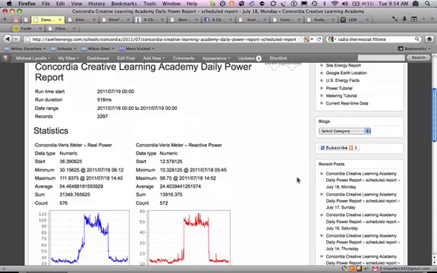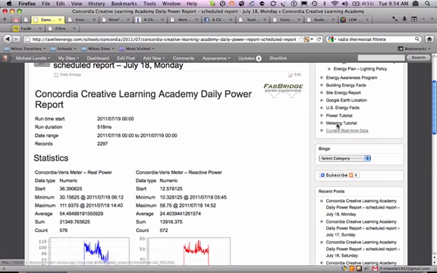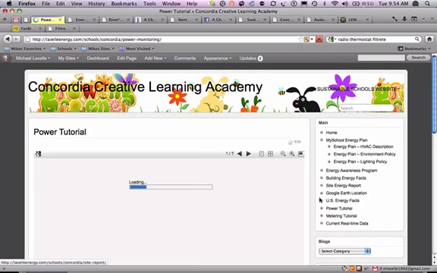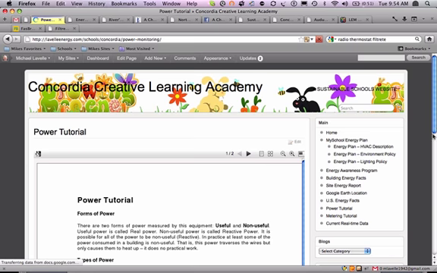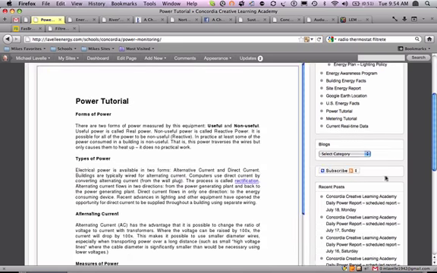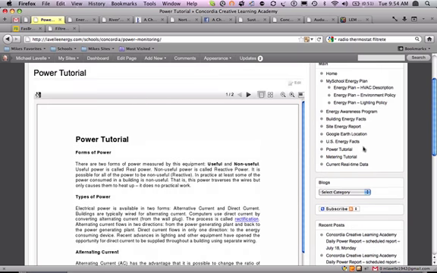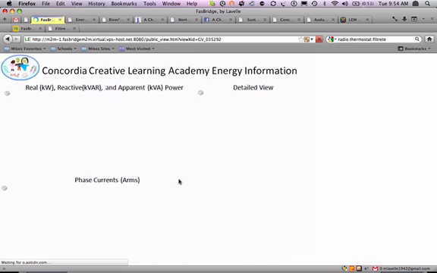We also have a couple other things here, power tutorial that provides some background for better understanding what's going on inside the building. And this may be better relegated to the older students or faculty members who are looking at this kind of technical background for their use.